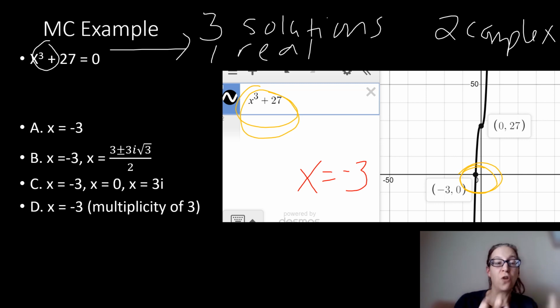Okay, so right off the bat, I can eliminate answer choice A. There's only one solution there. Okay, only one solution that's there. So one of them is real, 2 of them have to be complex. It ain't that one. Looking down at now, answer choice B looks pretty promising.